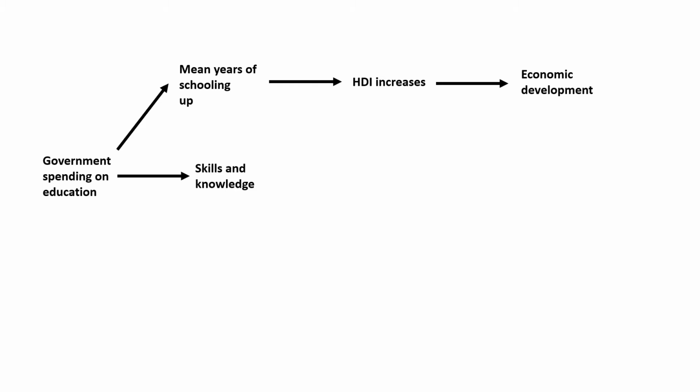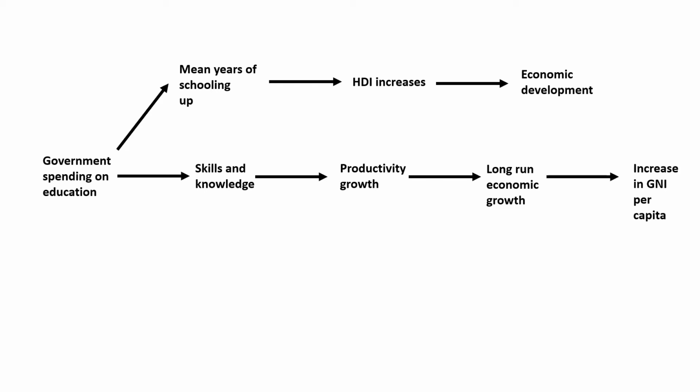Again, if we spend more on education, that will improve skills and knowledge. That will create productivity growth, which then generates long-run growth, which should increase GNI per capita if the increase in economic growth has been faster than the growth in population. So if GNI per capita increases, that will also increase HDI because the HDI also includes GNI per capita as one of its 3 component parts. So again, we get back to economic development.